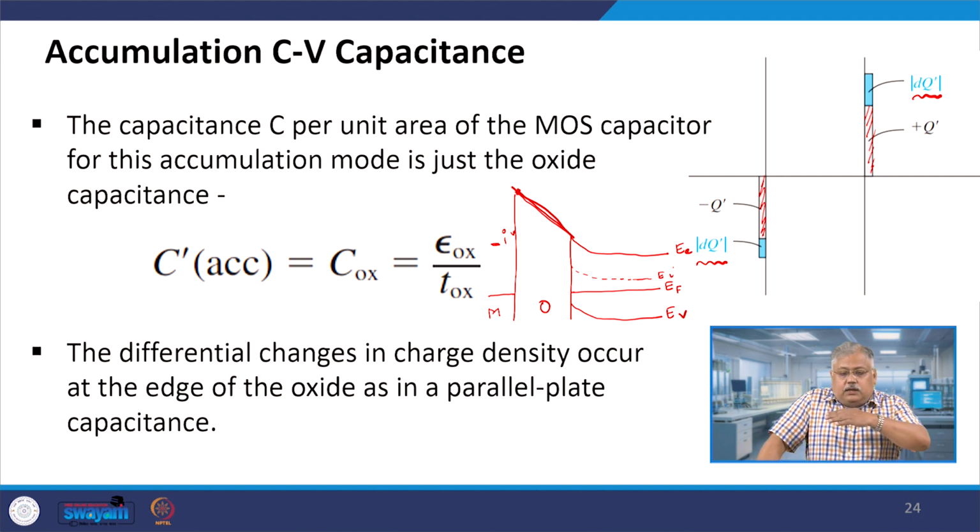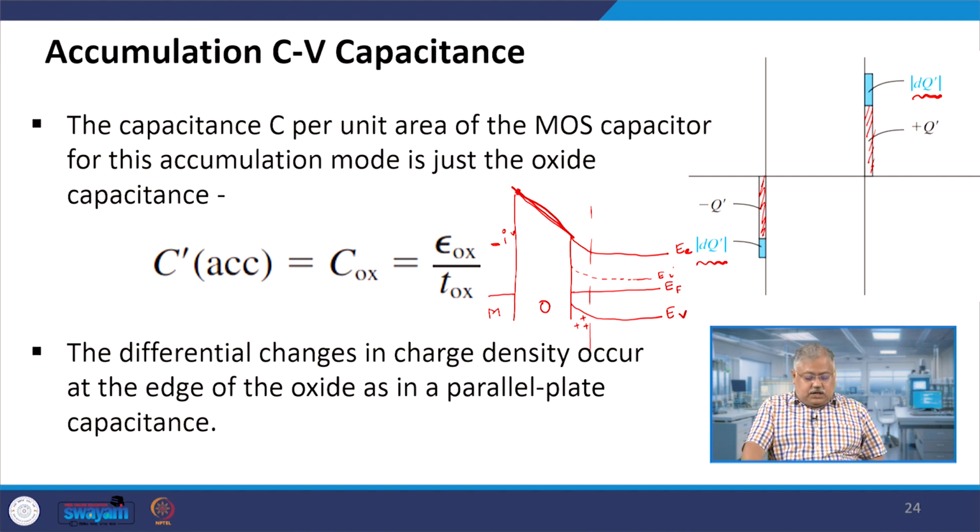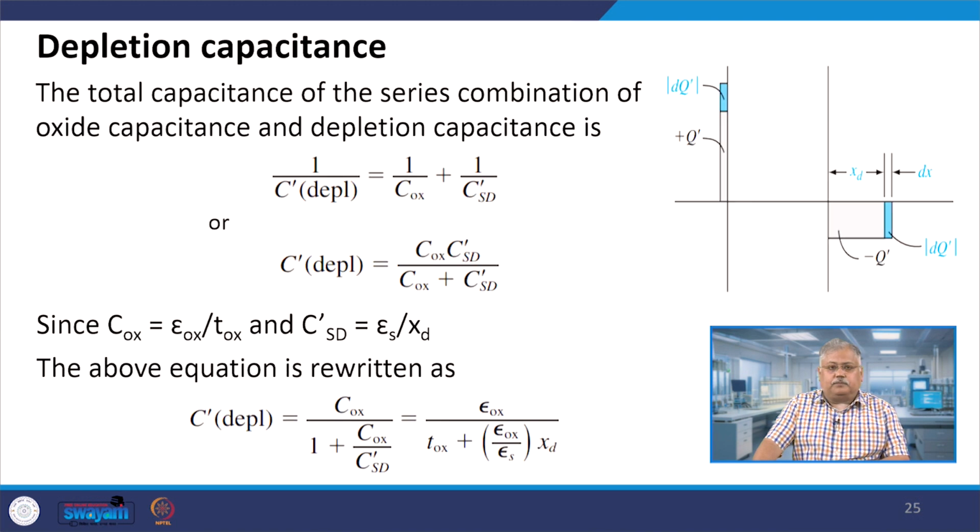And therefore, the bands are bent in the upward direction, and there will be an accumulation of charge carriers which is positive in nature at this stage, right. So, this is the diagram which you will see when you do an accumulation mode capacitance versus voltage. Let us come to the depletion mode device.